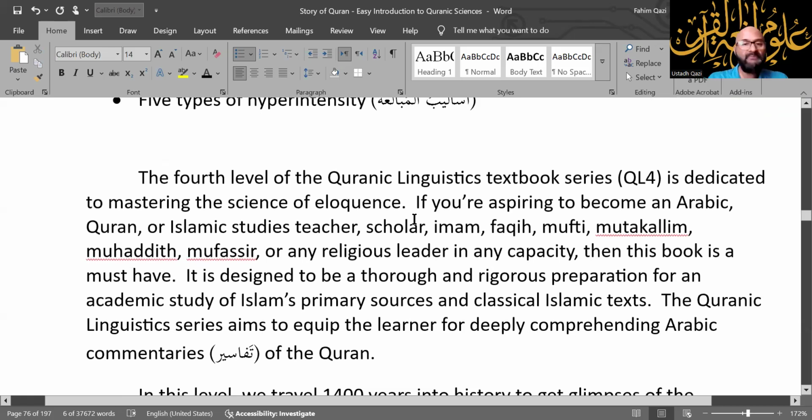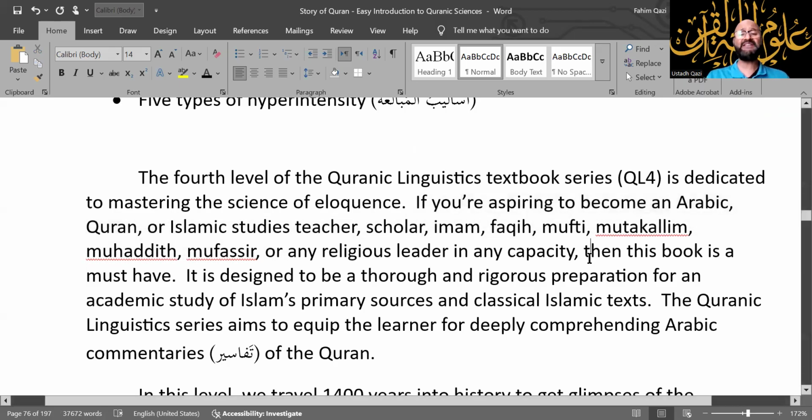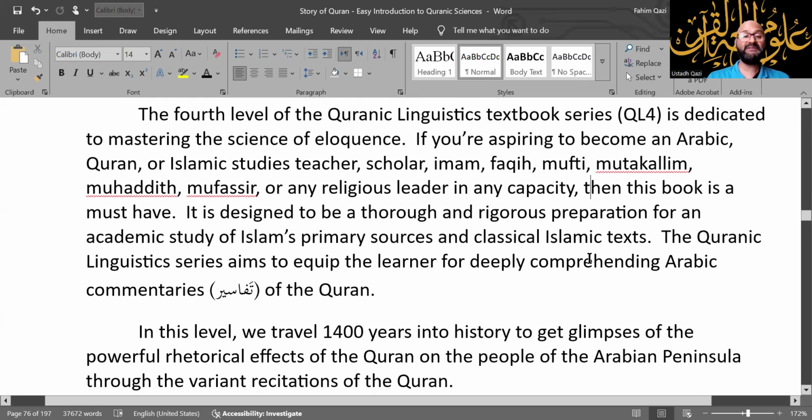And if you wish to become a scholar of Quran or a well-educated Muslim of Islamic studies, whether you are Imam, Faqih, Mufti, Mutakallim, Muhaddith, Mufassir, or any religious leader in any capacity, then you must study some Arabic. The more, the better.